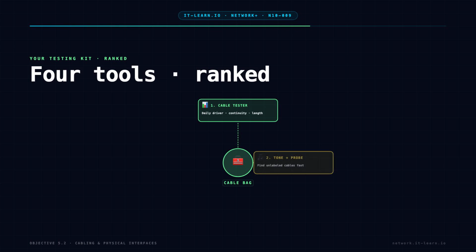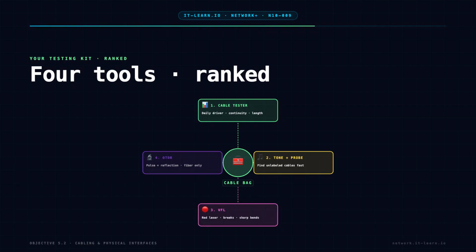Number 3, visual fault locator, VFL. Red laser through the fiber, lights up breaks and sharp bends. Cheap, effective. Number 4, OTDR, optical time domain reflectometer. Sends light pulses, measures reflections, tells you exactly where every event in the fiber is. Splice, bend, break. Expensive. Worth it for fiber-heavy environments. Not the first tool you grab.